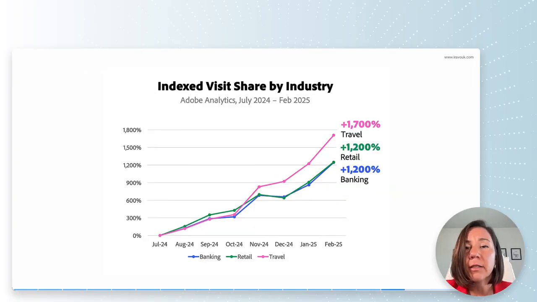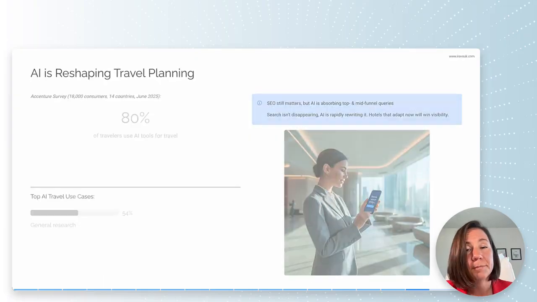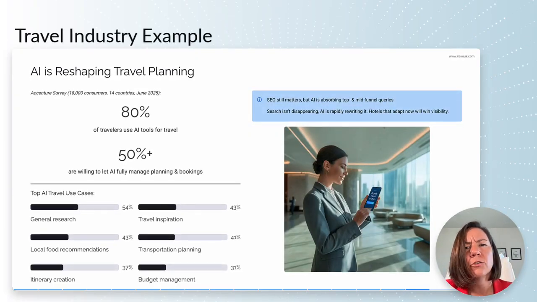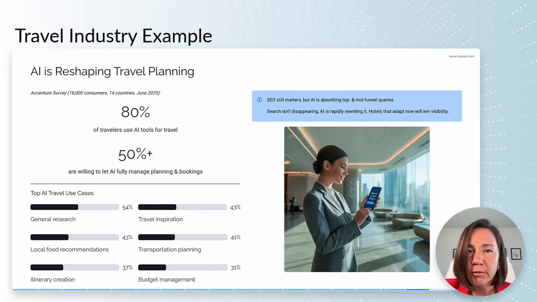The use of GenAI is obviously not limited to retail. Traffic to US travel, leisure, and hospitality sites from GenAI sources increased by 1,700% in February 2025 compared to July 2024. According to Accenture's survey of 18,000 consumers across 14 countries, 80% of travelers are using AI tools for travel purposes. And over half are willing to let AI fully manage their travel planning and booking. This marks a significant shift toward AI eventually becoming the primary channel for travel planning.